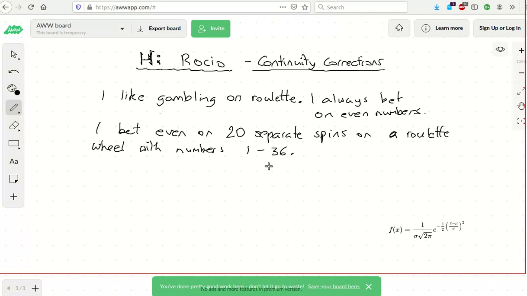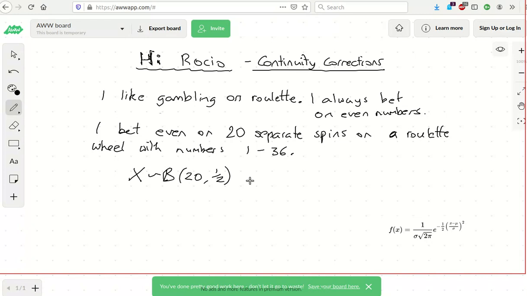Let's say I'm only betting on even numbers and I double my money if I win. I'm going to bet even on 20 separate spins on a roulette wheel with the numbers 1 to 36. Clearly, this is a binomial problem. The number of spins is 20 and the probability of success is a half. Now, as you well know, we can approximate the binomial distribution with the normal distribution when two crucial conditions are met. Firstly, p needs to be as close to a half as possible. Clearly this is a half. And secondly, the number of trials needs to be large.